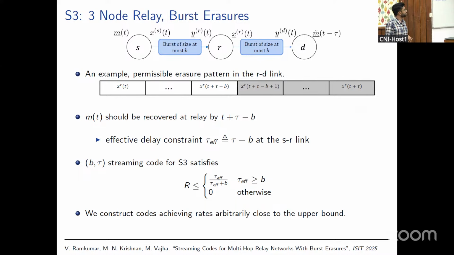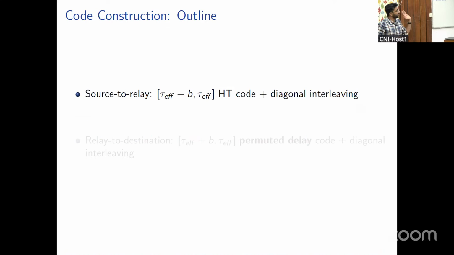This is the rate that we plan to achieve, and all this is already known. So what we are trying to do is construct codes for this. The way we are going to do it, as our bound suggests, is that on the first link, we anyway need a point-to-point code which corrects burst erasures with a strict decoding delay constraint of tau minus b. And we know how to construct that. That is basically the HT code.